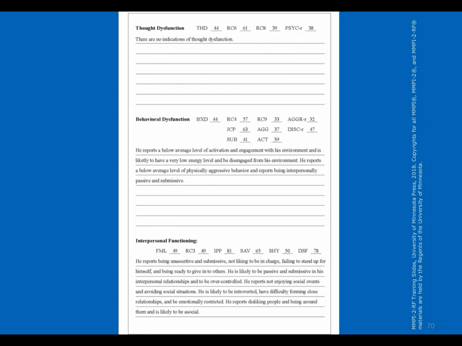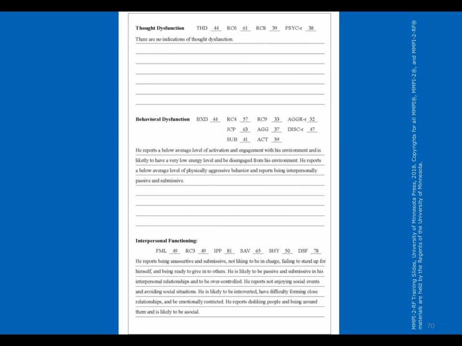In the next paragraph, we have the behavioral dysfunction domain scales. We begin by interpreting BXD. That score is within normal limits. We move next to the RC scales in this domain, RC4 and RC9. RC4 is within normal limits. RC9 is less than 39, and so there's a low score elevation here. So we interpret this low score on RC9 by writing that he reports a below average level of activation and engagement with his environment and is likely to have a very low energy level and be disengaged from his environment.